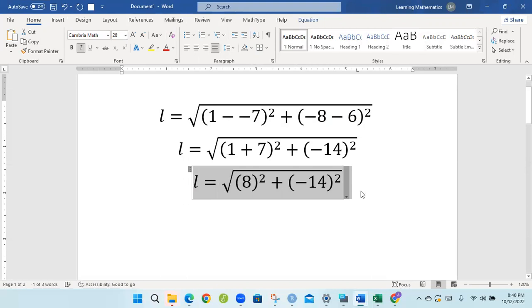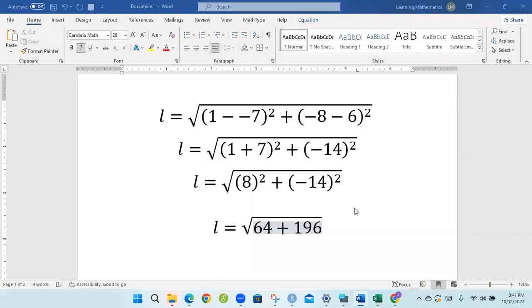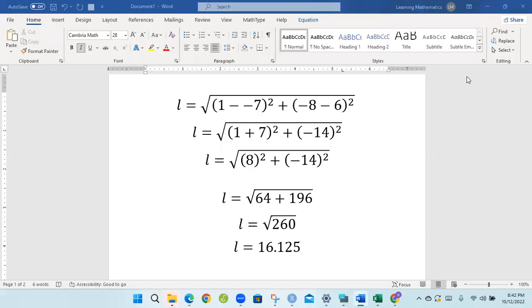8 squared is 64, and negative 14 squared, that's negative times negative, and I think that should be 196. So we end up with 64 plus 196. What is 64 plus 196? That's 260. 64 plus 196 is 260, and then we square root 260 to give us 16.125 to 3 decimal places, 3 places after the decimal point.